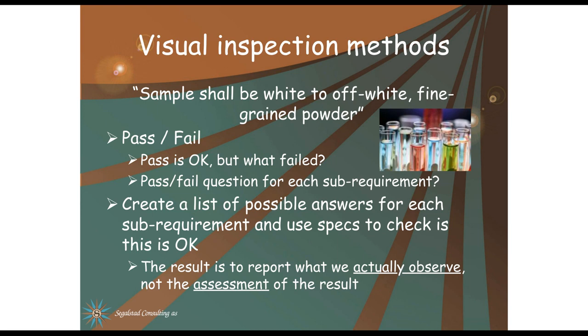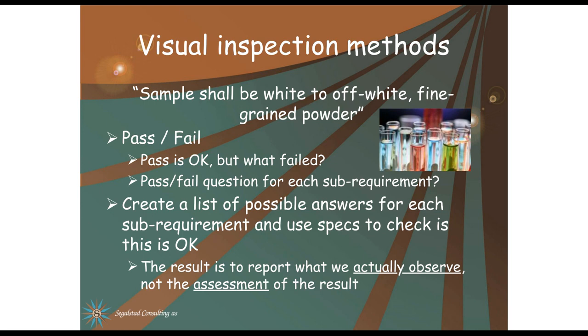So what we do is to create lists of possible answers of color, white, off-white, yellow, green, or whatever we need. The user shall choose one of these when entering the answer. In that way, we also avoid typos. We can also create a list of grain, fine grain, lumps, coarse grains, etc. And finally, we will let LIMS make the assessment based on the specification. Sample shall be white to off-white fine-grained powder.